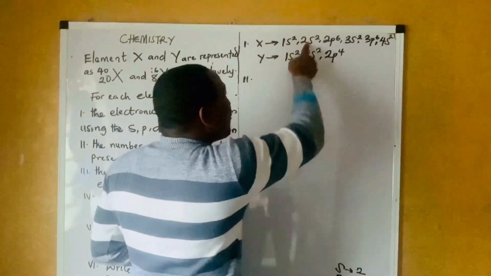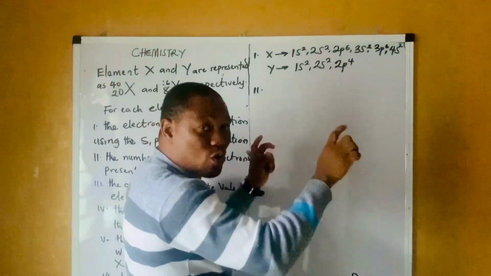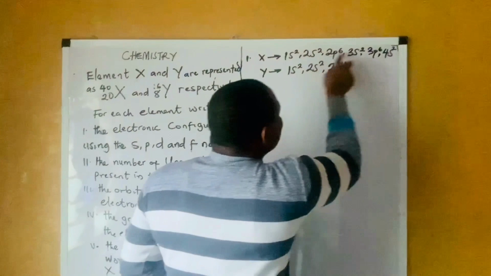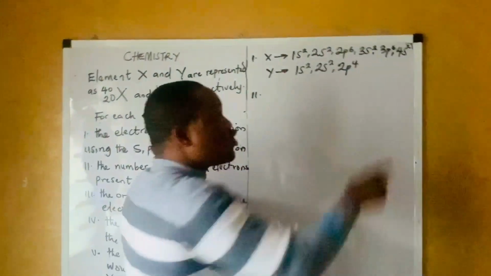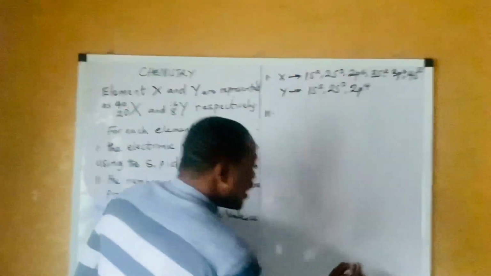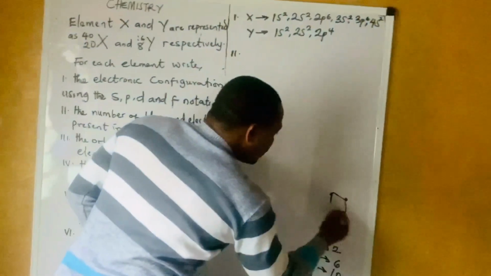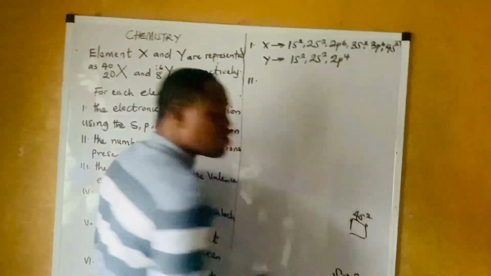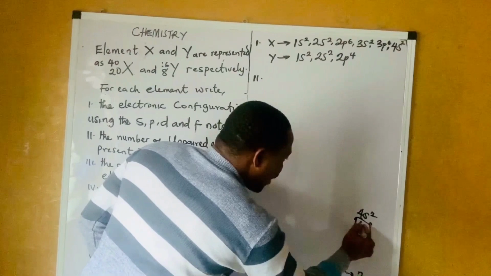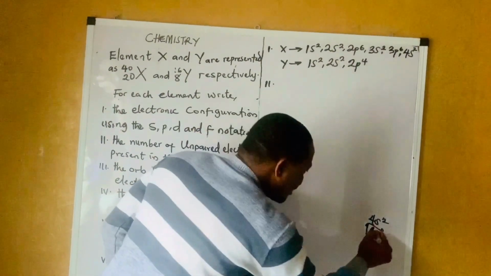This place is filled up already. That's the meaning of what we have just done. So these are filled up already, and we are going to the last orbital, which is 4s2. I'm just drawing this so that you understand. 4s2 means you are going to have a spin up and a spin down.